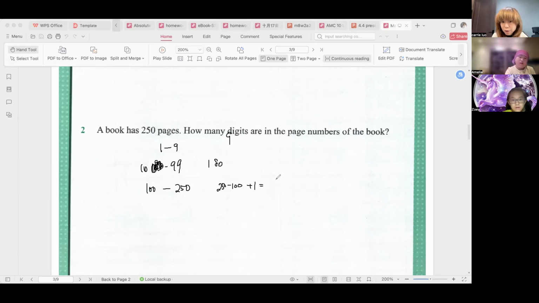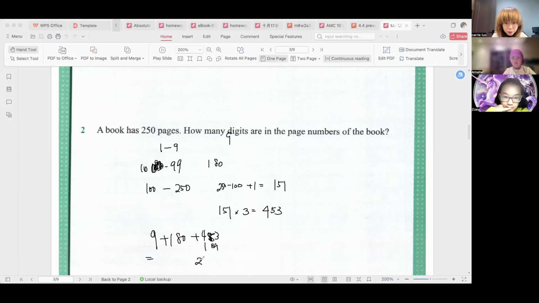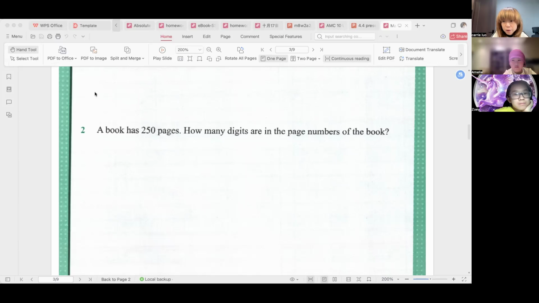You need to know how many numbers are there first, right? So it's 151 numbers, but how many digits are there? 151 times 3, right? So it's 453. Okay, so 9 plus 180 plus 453 equals 642. Good job, Zoe. I made a mistake because I plus 151. Yeah, 151 is the count of numbers, not digits, so you need to multiply by 3, right? So you did it right. Okay, Amelia, do you still remember how to do it?